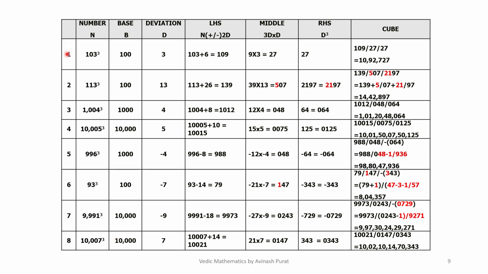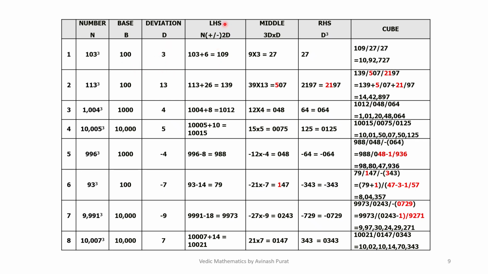Here is a table giving cubes of some numbers. The table contains columns: number, base, deviation, left hand side (LHS), middle term, and RHS. What is the cube of the number? So first example, we take 103 cube, base is 100, deviation is 3.